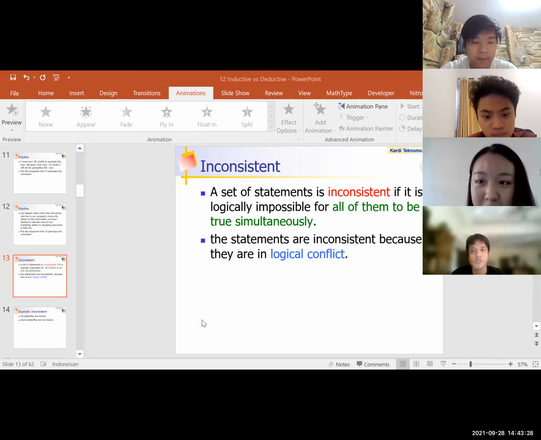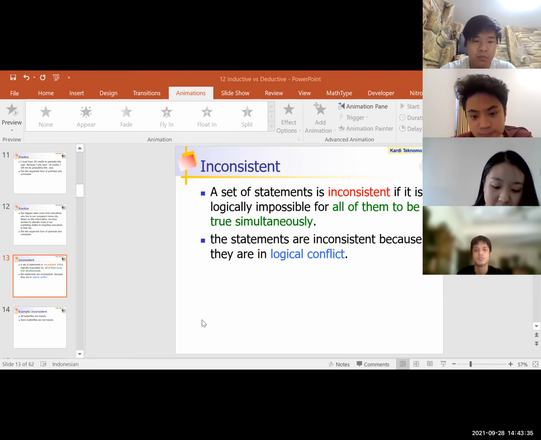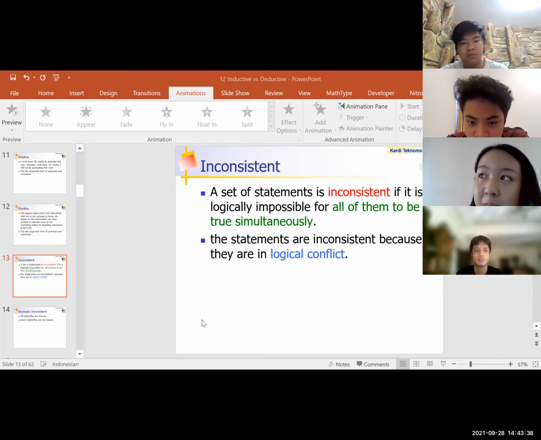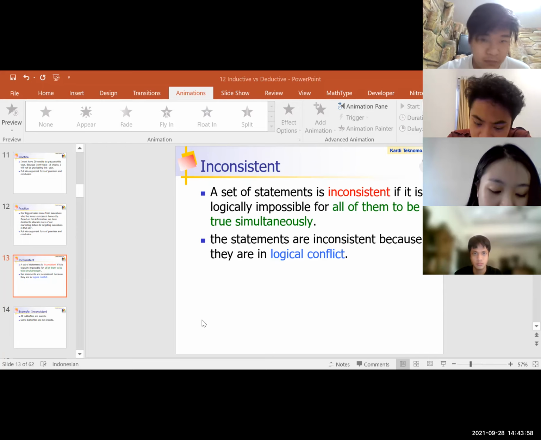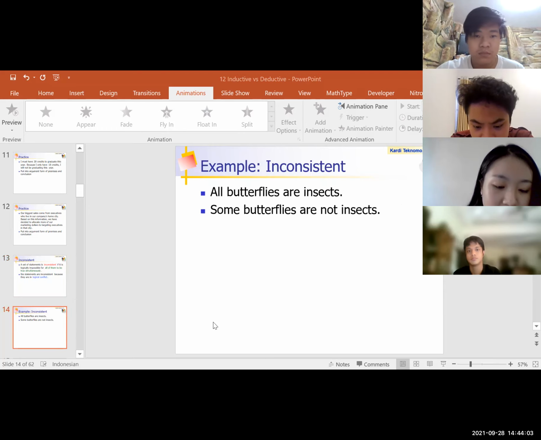So again, what is inconsistent? This is another term. Inconsistent is a set of statements that it is logically impossible for all of them to be true simultaneously. Inconsistent is also called logical conflict.